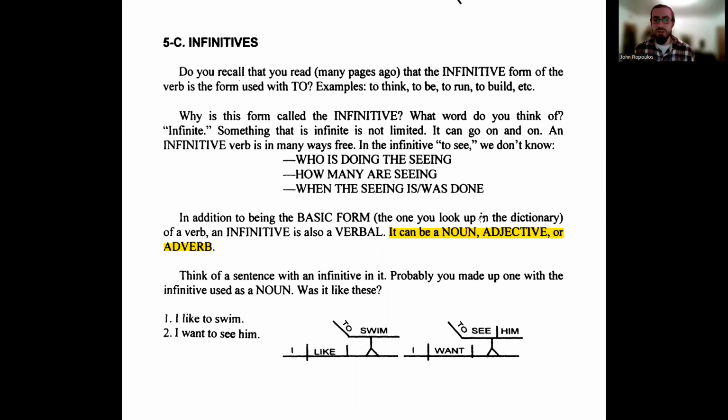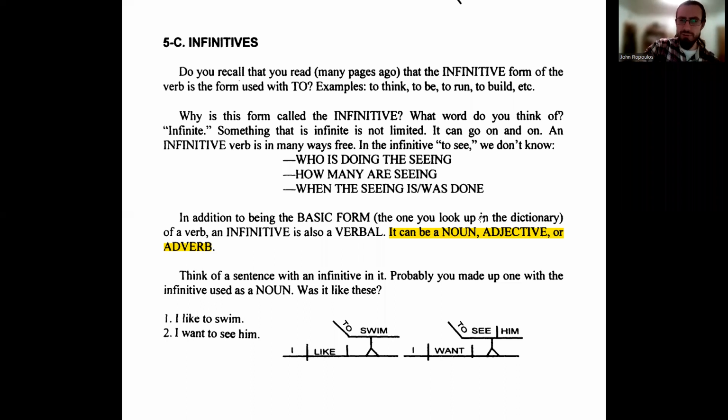An infinitive is also a verbal. If it's a verbal, okay, right, it has verbness, but the infinitive can be a noun, adjective, or adverb. Okay, so a noun, adjective, or adverb. Think of a sentence with an infinitive in it. Probably you made up one with the infinitive used as a noun. I like to swim. Now, why is to swim here a noun?